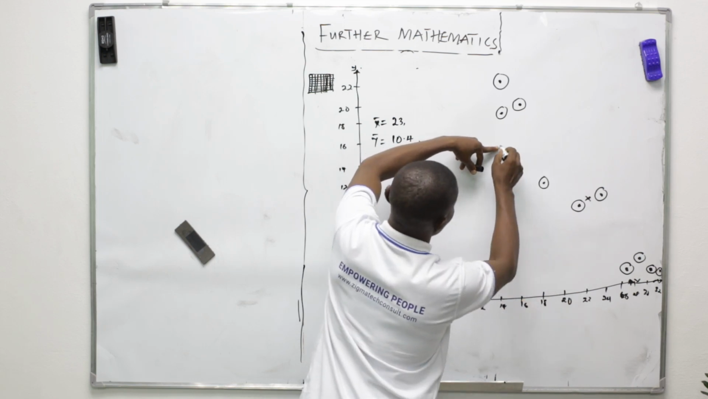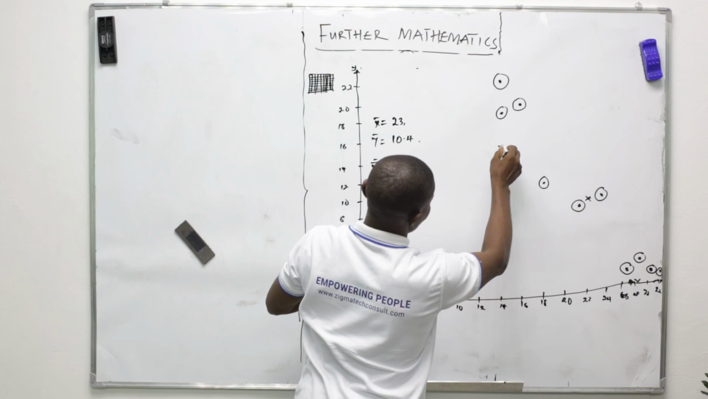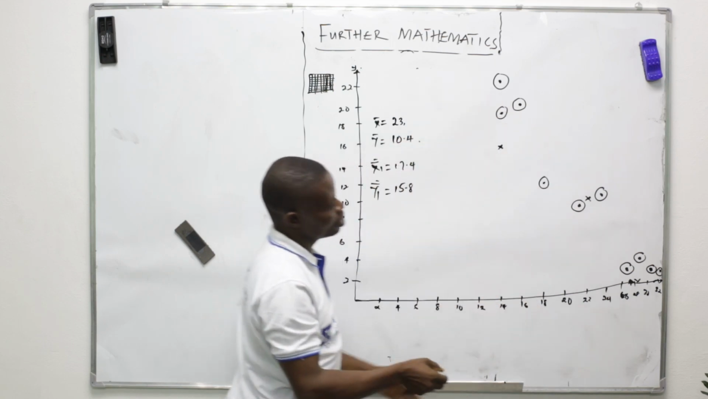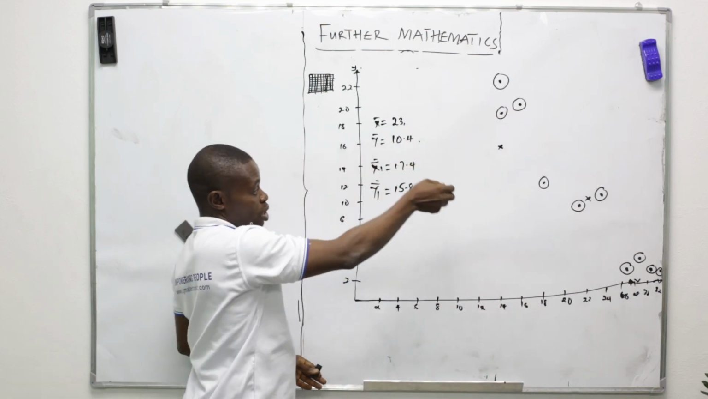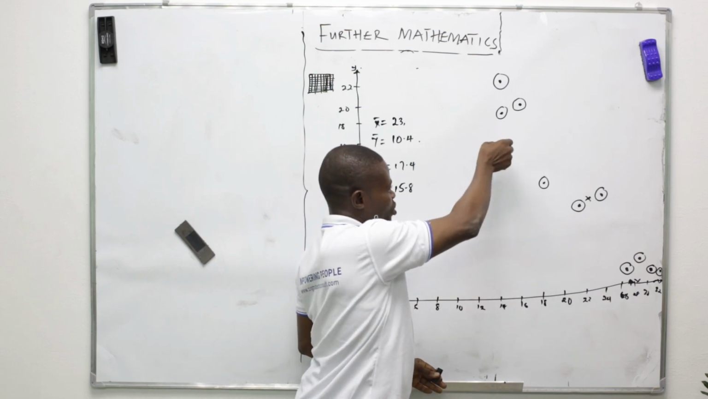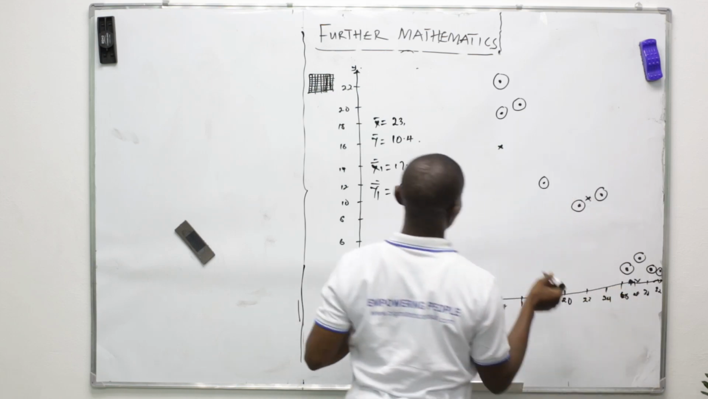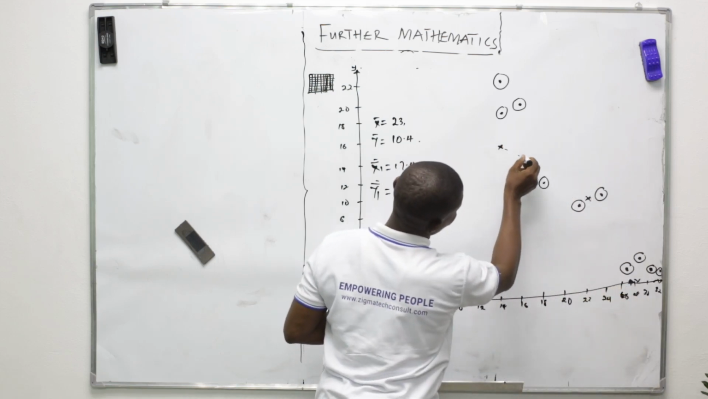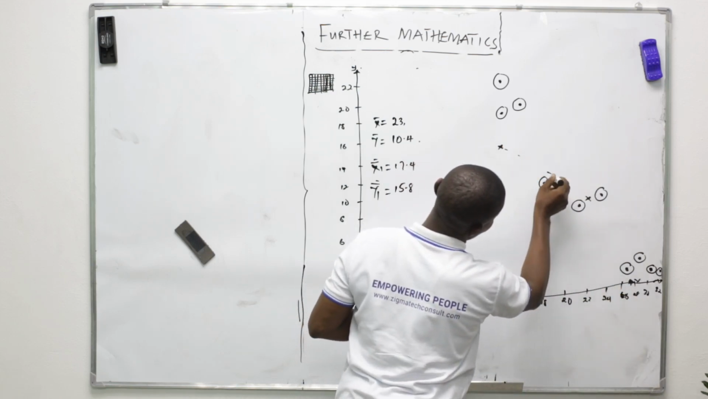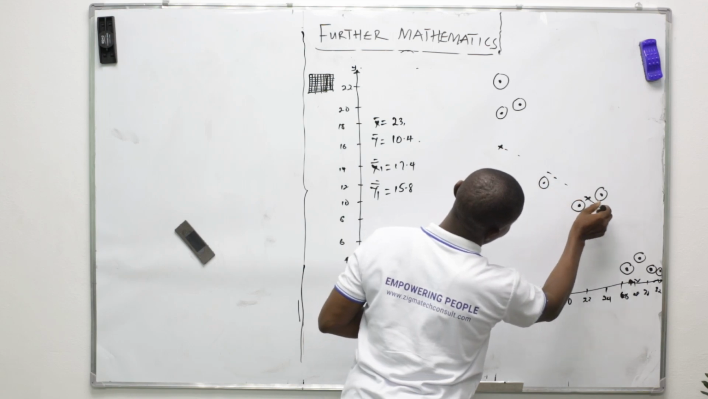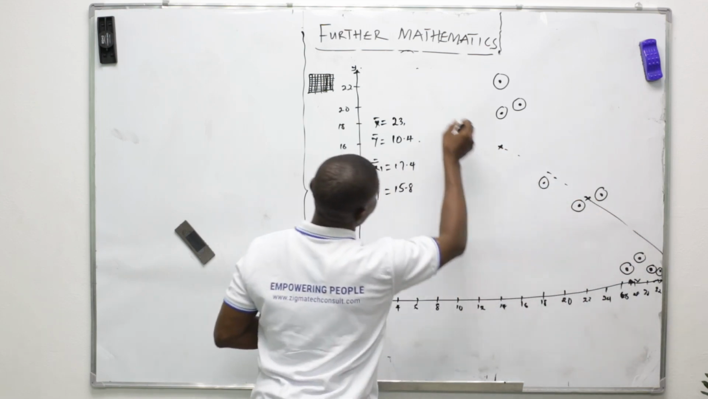Okay. I'm using asterisks to differentiate this and this, so that you know your line of best fit is going to pass through these 2 points. So you place your ruler, link this to this. It must pass through this point. Your graph is going this way.